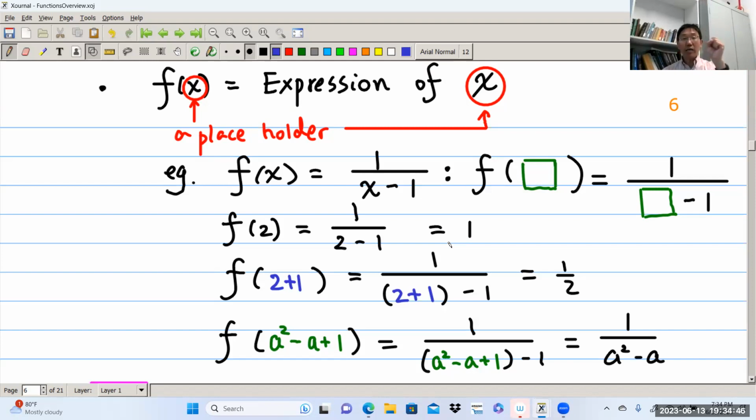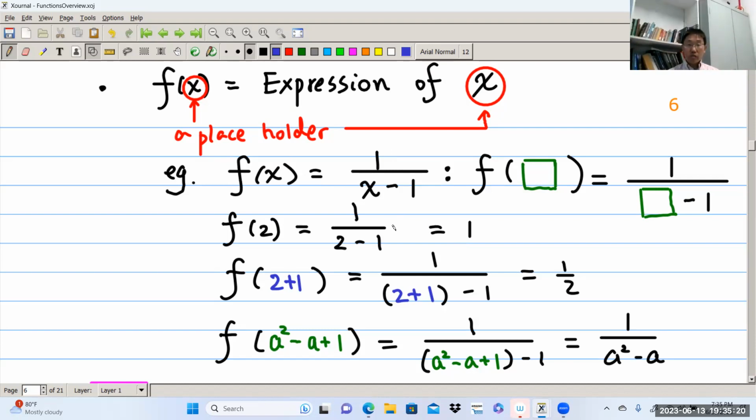So as long as this x is representing a number, and if this number is in the domain, you can plug in this number and apply this rule to find the output. Okay, so the letter x as a whole is called a placeholder. So when we say, for example, f of x equals 1 over x minus 1, I know how this machine works. This machine subtracts 1 from the input, then does the reciprocal. That's how this machine works.